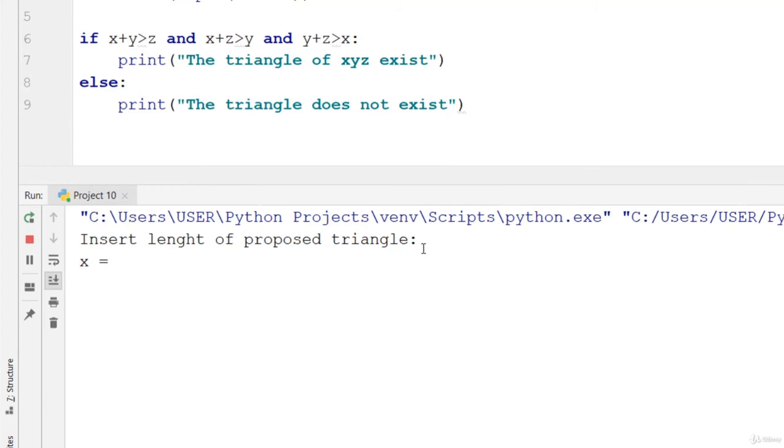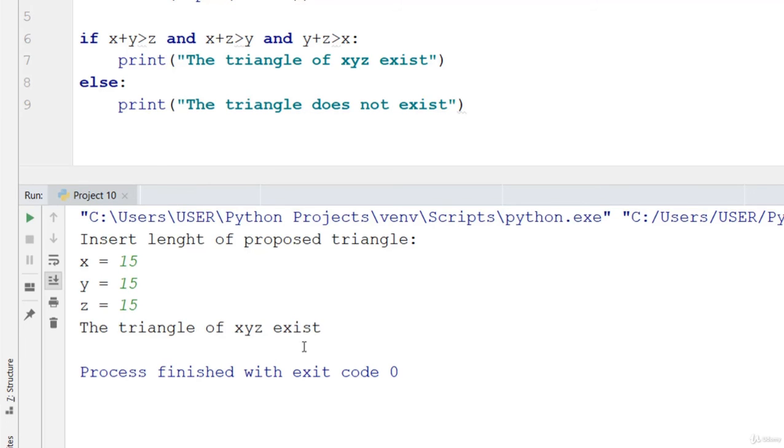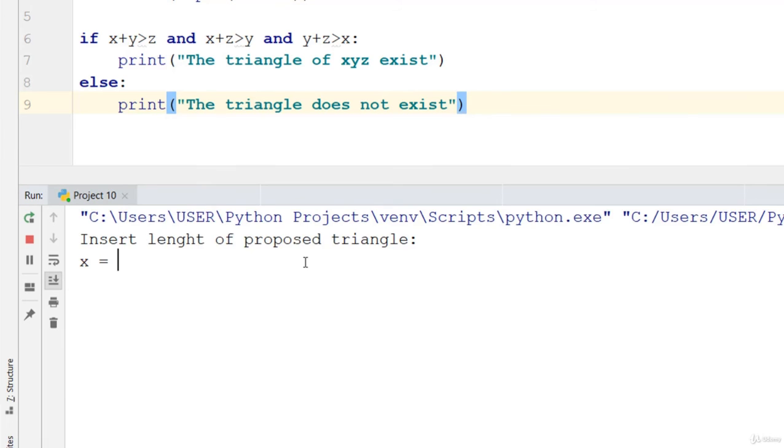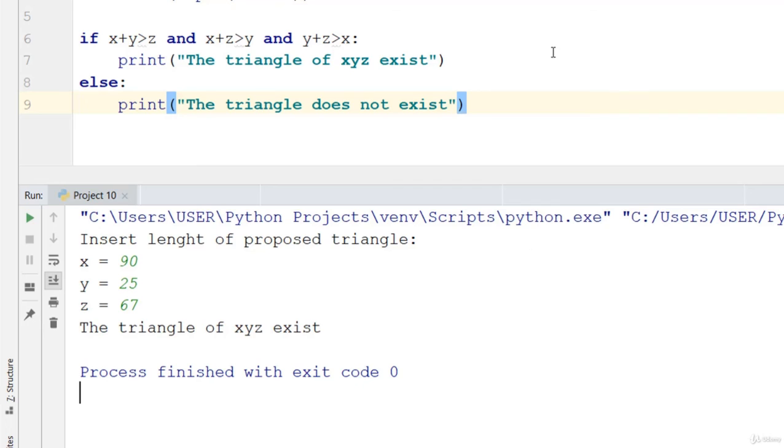So insert length of a proposed triangle, you can see that down here. Let's say x is 15, y is 15, and z is 15, and the triangle of XYZ exists. Now let's run this code again, and let x be 90, y be 45, and z be 67, and the triangle of XYZ exists. So in this way you can check if a triangle really exists or not.